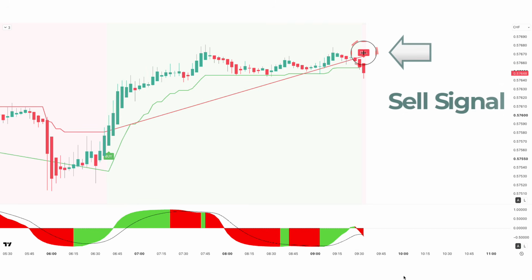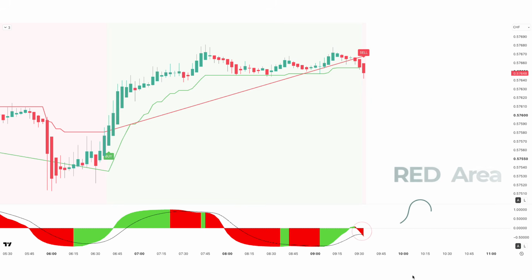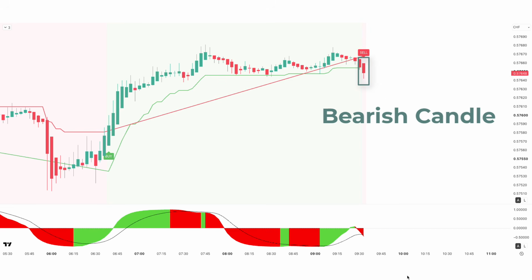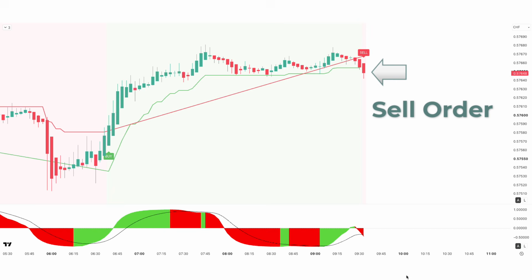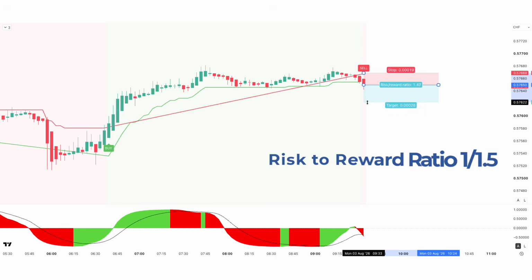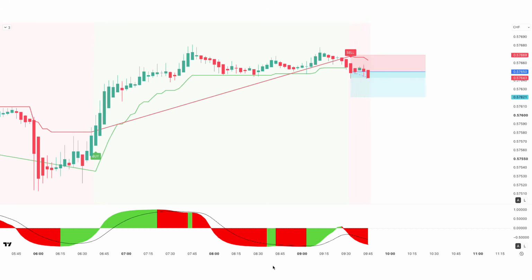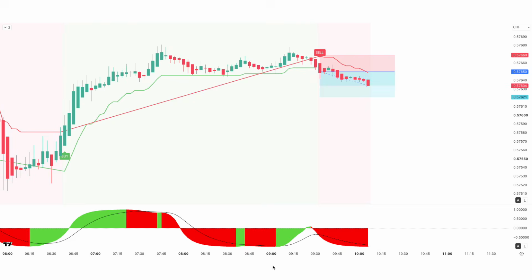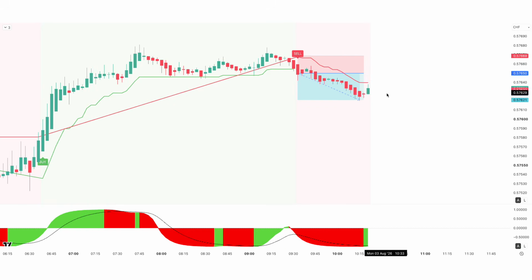When the Super Trend with buy-sell signals label is down, this is a sell signal. The Normalized Smoothed MACD indicator should be in the red area. When the market forms a bearish candle, if this condition is fulfilled, then we will place a sell order. Our stop loss is to be placed at the red line, and the risk to reward ratio will be 1:1.5. The market has completely hit the target.